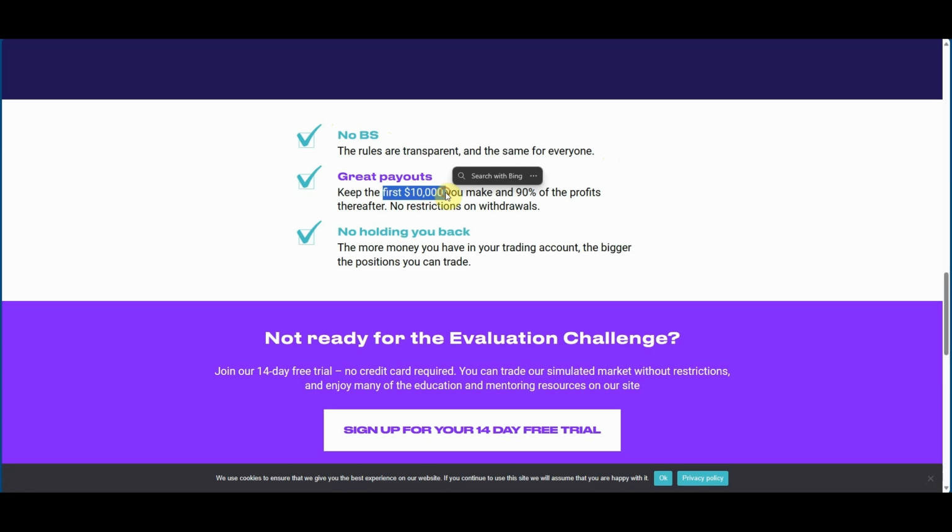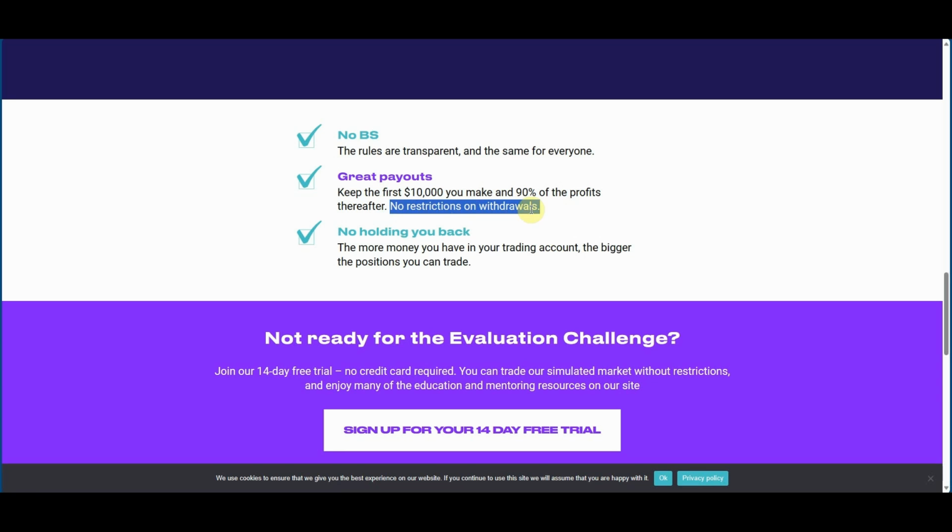Payouts. Keep your first 10,000 and then 90% of the profits after. No restrictions on withdrawals. So a couple of pros and cons here in comparison to Apex Trader Funding. So Trade Day lets you keep 10K. I think Apex at the moment lets you keep up to 20 or 25K.